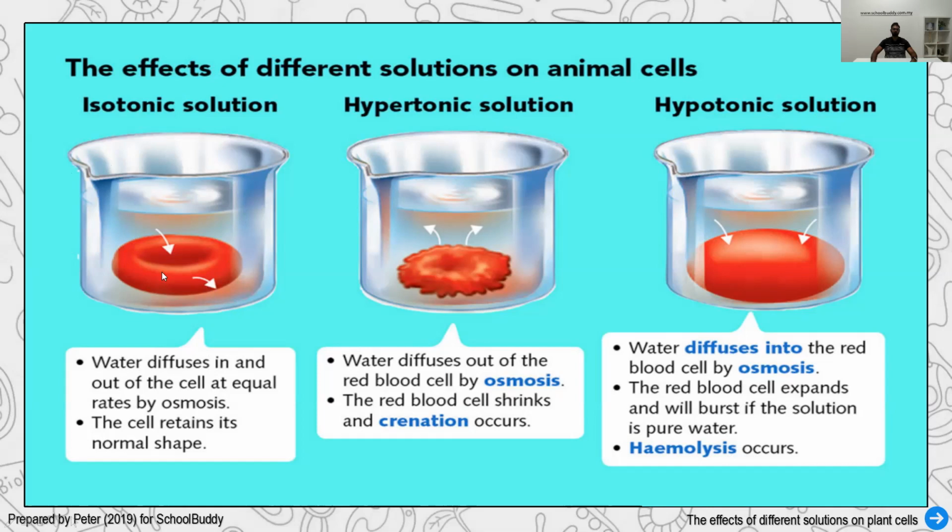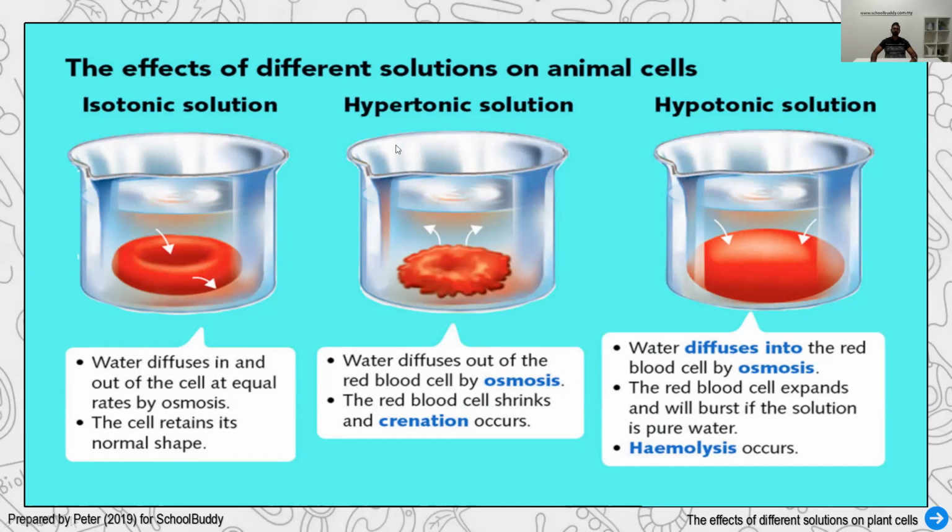Water goes into the cell, and water will leave at the same time. Because the water going in and out are the same, there's no problem with the shape of the animal cell. The shape will be retained as normal, as it should be.